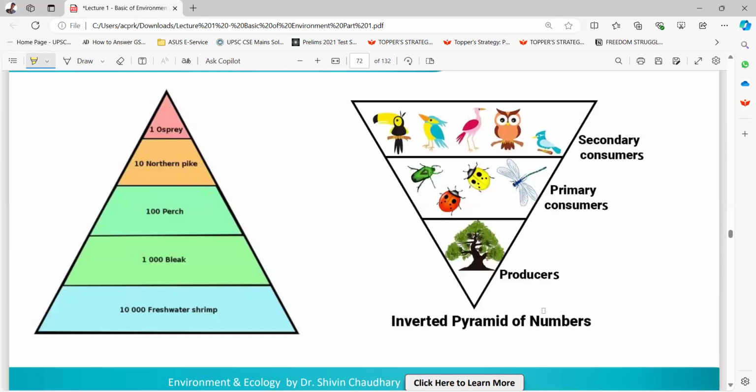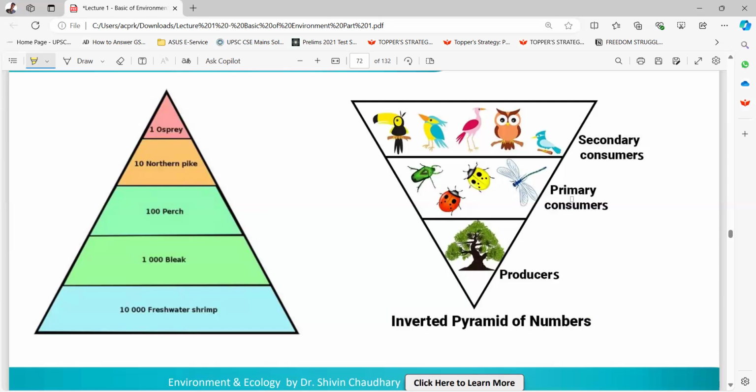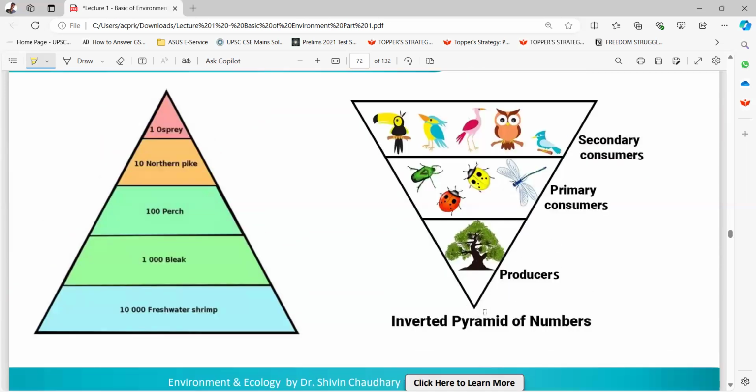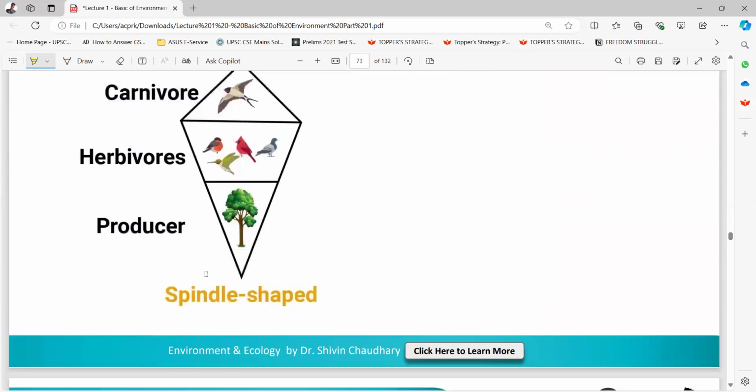Inverted pyramid of numbers: producers, primary consumers, secondary consumers. So this is represented as the terrestrial ecosystem. Pyramid of numbers, spindle shaped: producer, herbivores, carnivore.